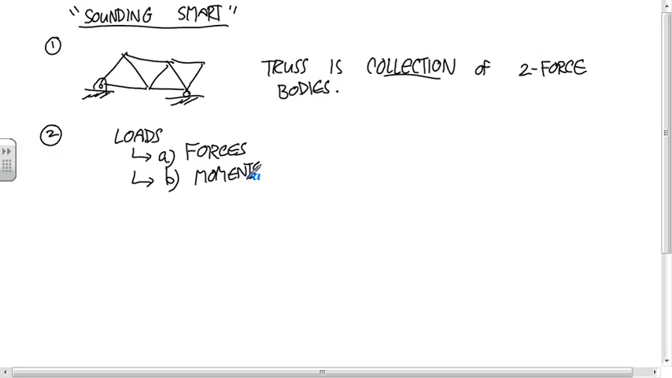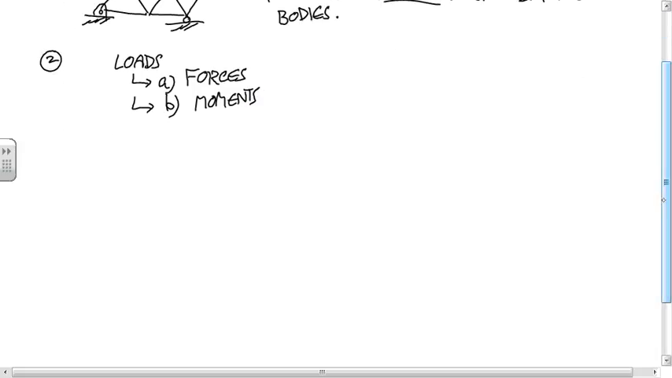And then there were two other things that came up more than once. They're easy things to correct, but people were doing, oh, that's the end of this segment. That concludes Sounding Smart.